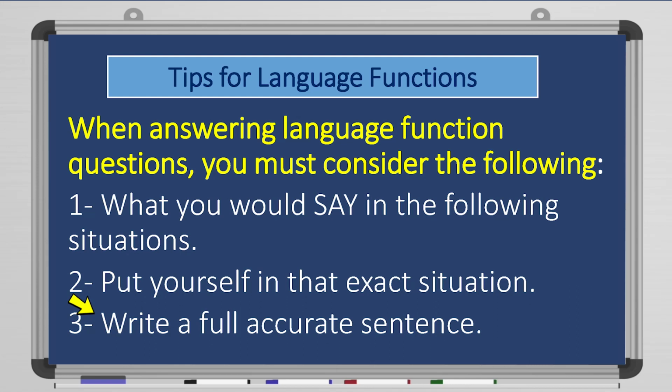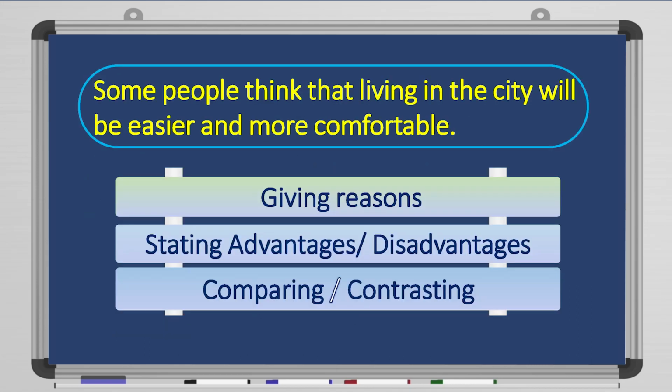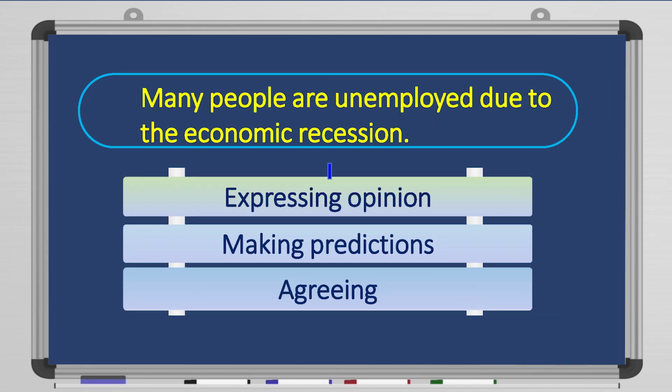I'm going to give you an example here. Some people think that living in the city will be easier and more comfortable. So someone is telling you this opinion. You're going to answer by stating what you think. You can either give reasons, state advantages or disadvantages, compare or contrast. It's up to you. So put yourself in that situation and answer. Here's another example. Try to attempt it yourself.